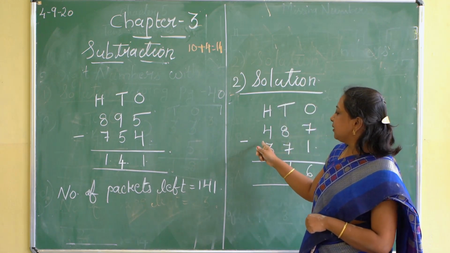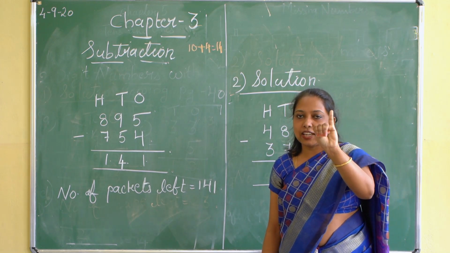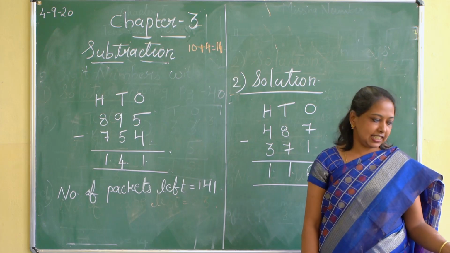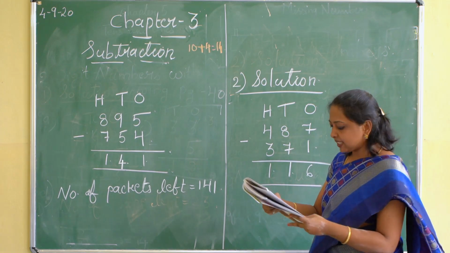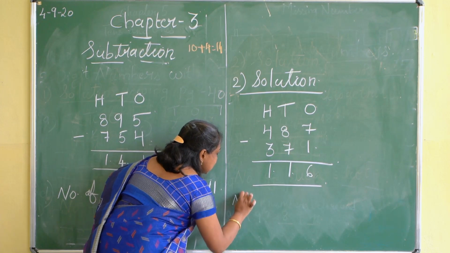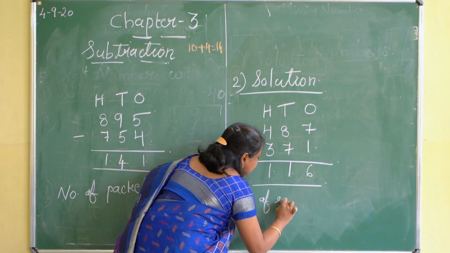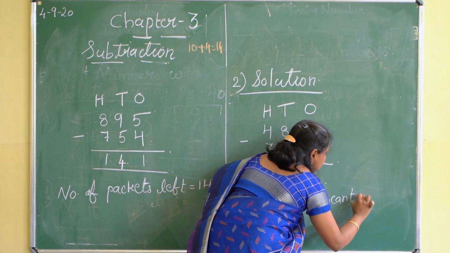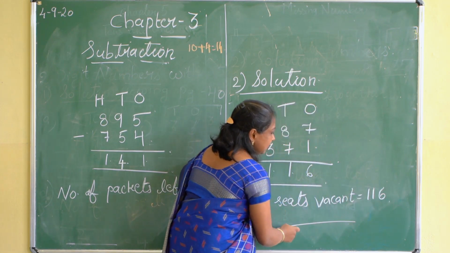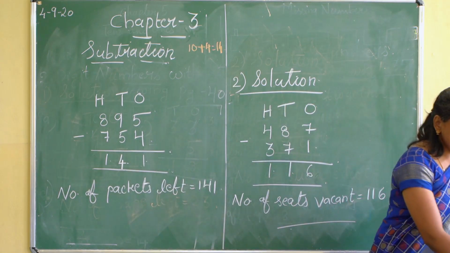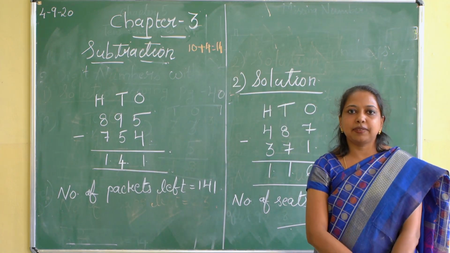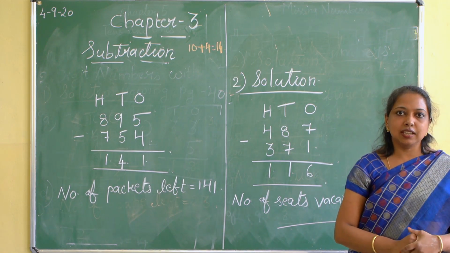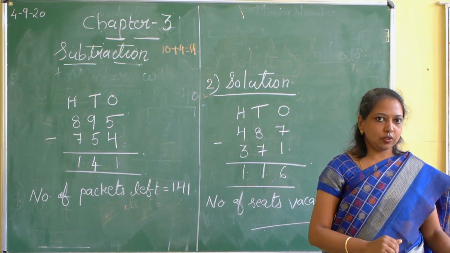Now we can move to the hundreds place. 4 minus 3. What you got? 1. So you got the answer 160. So what is 160? Number of seats vacant is equal to 160. Okay children, the explanation part of the subtraction is over. In the next class we will see the chapter for multiplication.